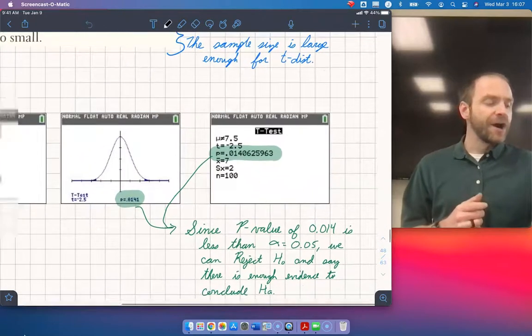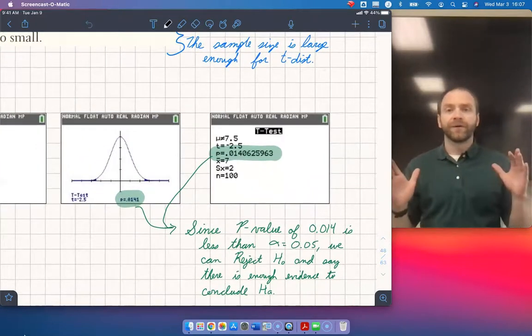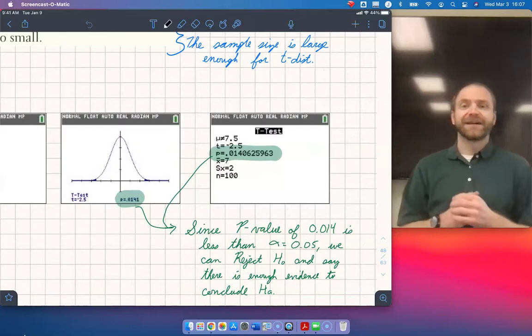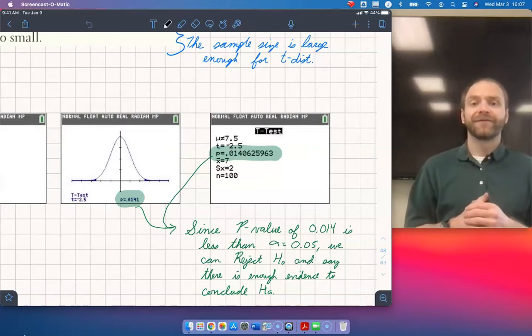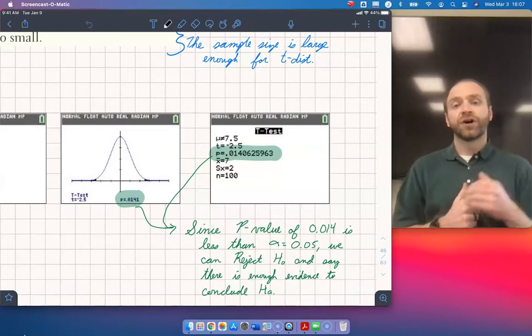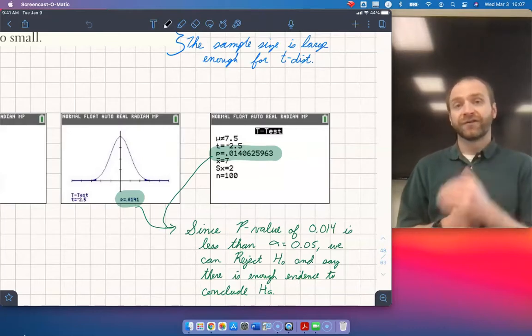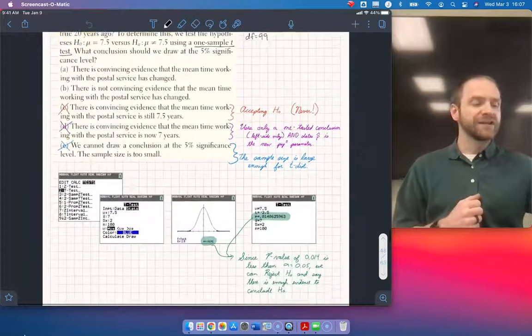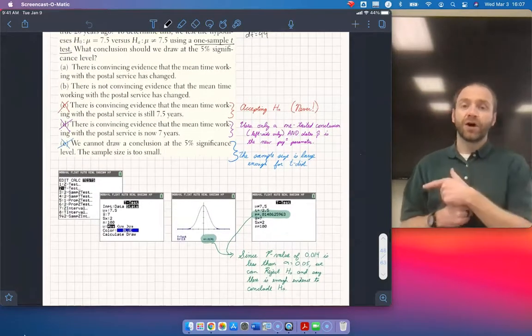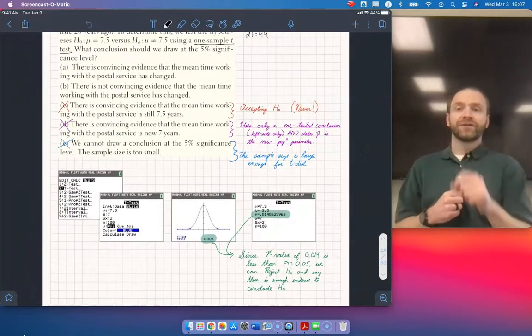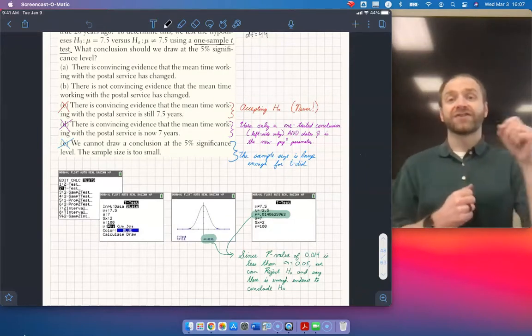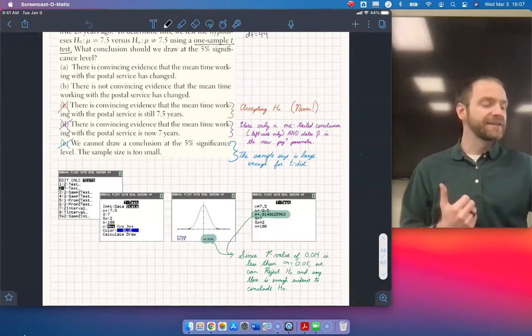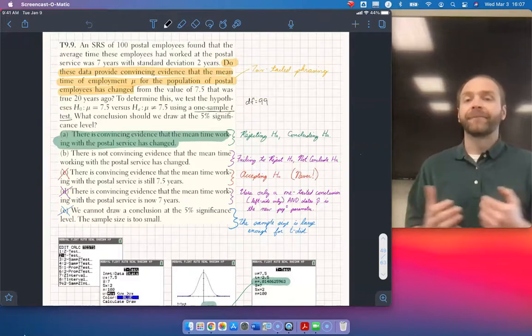Now in this case, our p-value is 0.014 for both of them. That's less than the significance level of alpha equals 0.05. So we can reject the null and conclude the alternative. There is enough evidence to conclude the alternative. So my conclusion here is that I'm going to reject the null and conclude the alternative, that the time has changed. And so in that case, my answer is A.